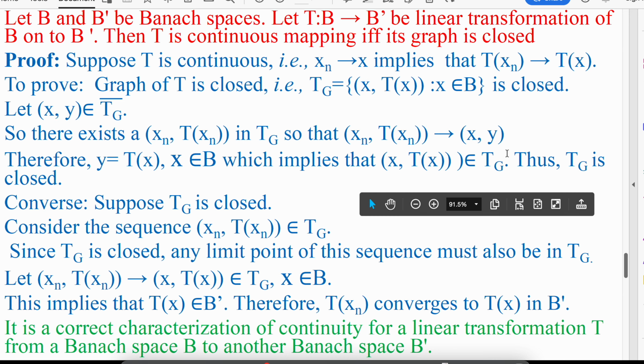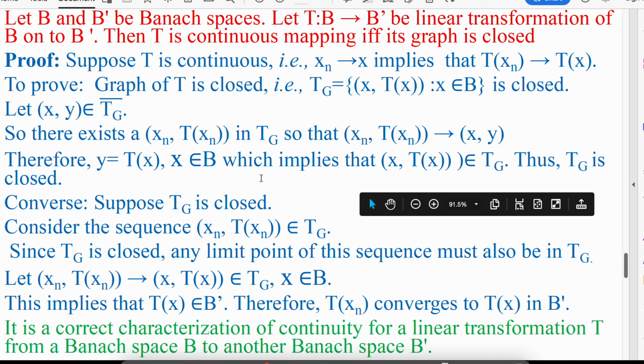It means it contains all its limit points. It means the graph of T is closed. Now the converse. We assume that the graph of T is closed. Now we have to show that T is a continuous mapping.